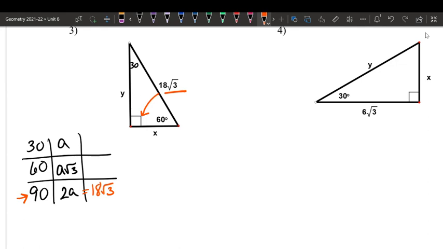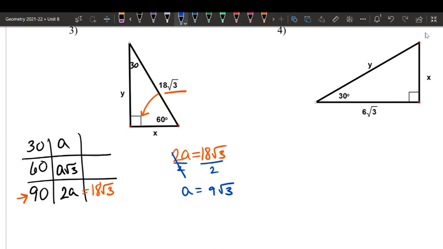And that gives me an equation, and I can solve for a. 2a equals 18 times the square root of 3. So when I divide by 2, so I can get a by itself, a equals 9 times the square root of 3.